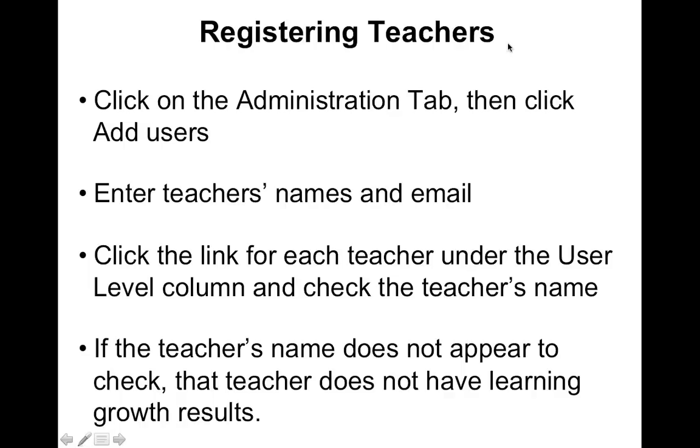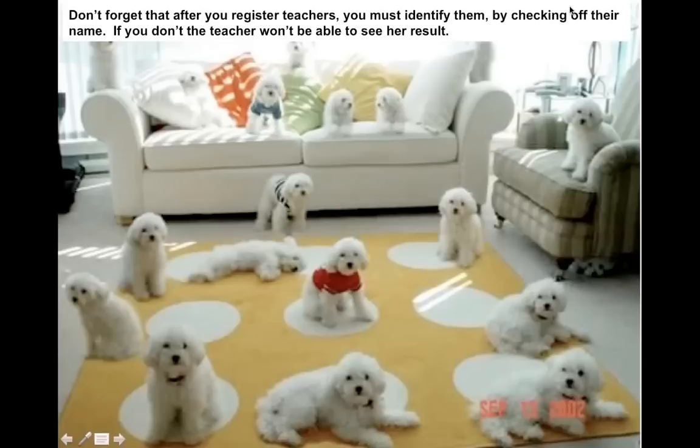If the teacher's name doesn't appear after you click the teacher in the user column, the reason is that there were no growth results. So for many teachers in your building, there won't be growth results. All right, you can still add them. They can see the school results, they can see the grade level results, they can see student results. They just won't have their own individual growth results. Don't forget, after you register your teachers, to click that teacher link under users and tell the system which teacher is which. Otherwise, when the teachers log in, they won't be able to see their individual growth results.